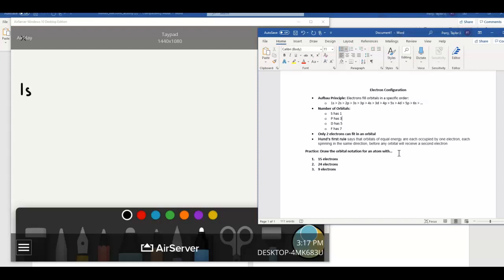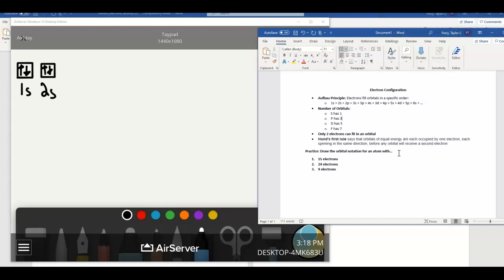1s. I know 1s only has one orbital because it says s has one. All right, so it's going to go up arrow, down arrow. Okay, so that's 2 electrons accounted for. Now we're going to go on to 2s. So 2s, same thing, only has one orbital. All right, and I'm going to fill up those electrons. So we have 4 so far. We only have 20 to go.